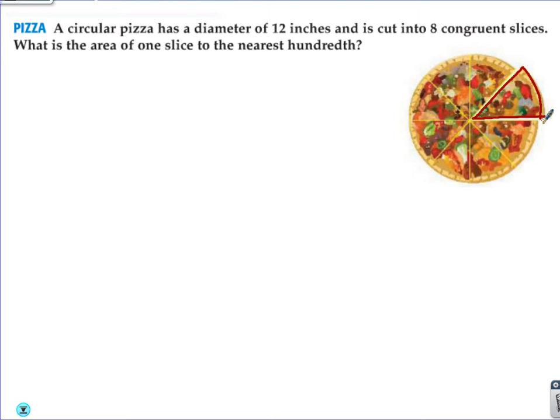So here's the process. This is one of the easier problems, but here's the process you go through. Step number 1, find the area of the whole pizza. Find the area of the whole circle. Area equals pi times radius squared. What's the radius of this pizza here, Jagger?